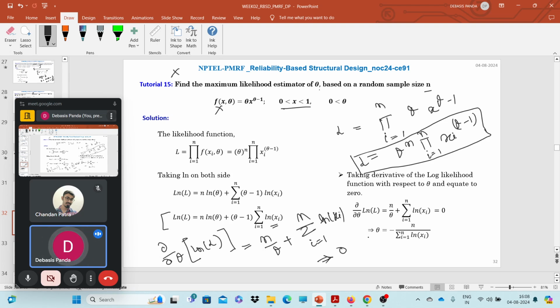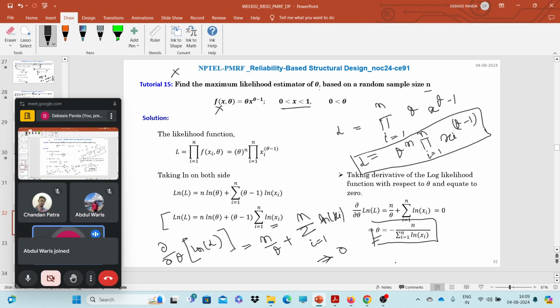Now if we simplify this, we find the best estimate for that theta value. So what will be the best estimate of theta? That will be nothing but minus n divided by the summation of i equals 1 to n of ln of xi. Clear? So in this way, we can formulate the log likelihood function, and from that log likelihood function, we can calculate the best estimate of a parameter.